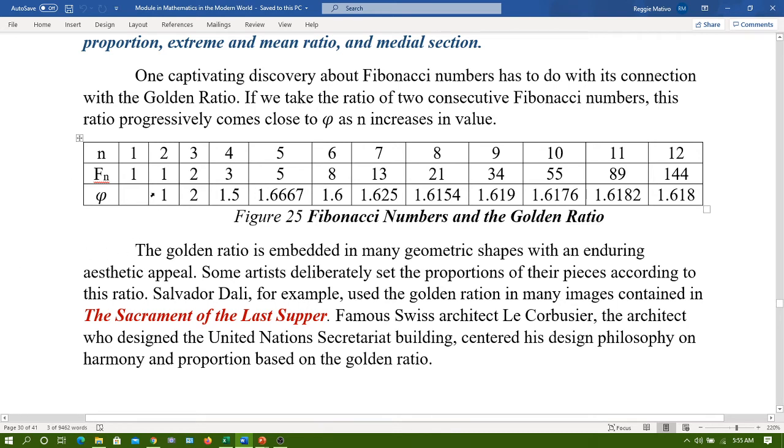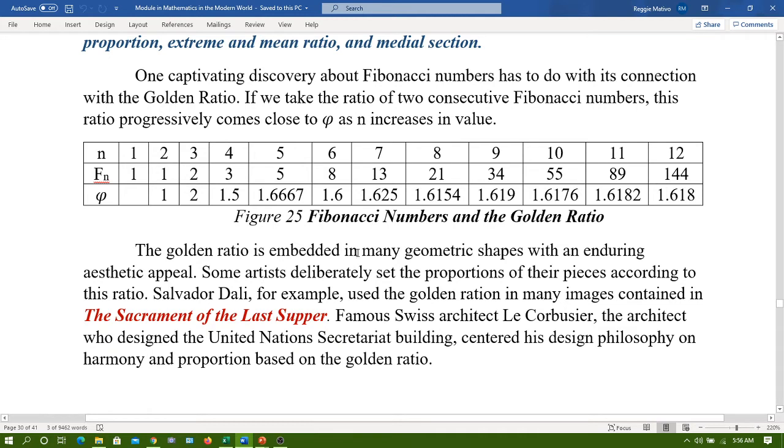So the ratio, the golden ratio, okay, 2 is to 1, 1.5, 1.6, 1.6, 1.6. If you notice, as we approach a higher value of n in this sequence, it reaches the golden ratio. The golden ratio is embedded in many geometric shapes with an enduring aesthetic appeal.